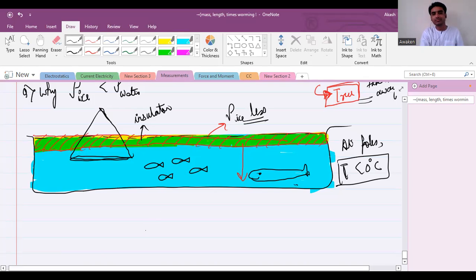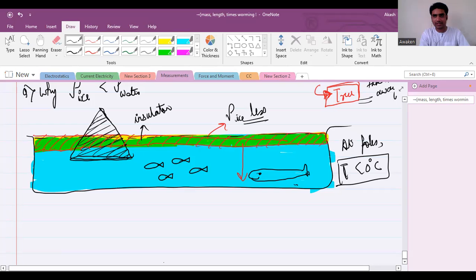Got it? So therefore, when you cool the water below 4 degree, the density should decrease or increase? Can you repeat the question? I wasn't able to hear. If the water is cooled below 4 degree centigrade, should the density increase or decrease?